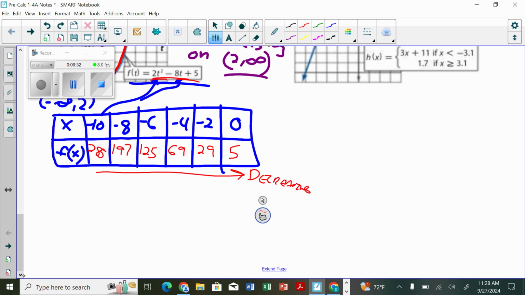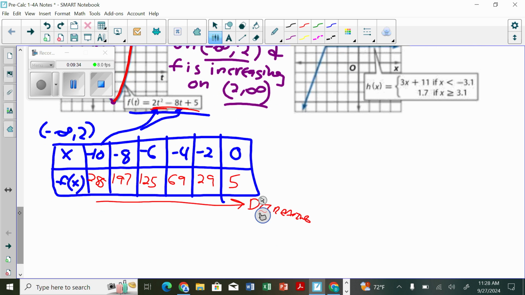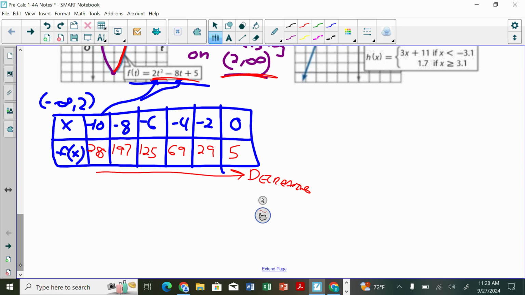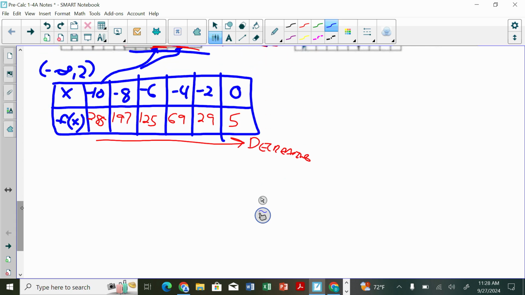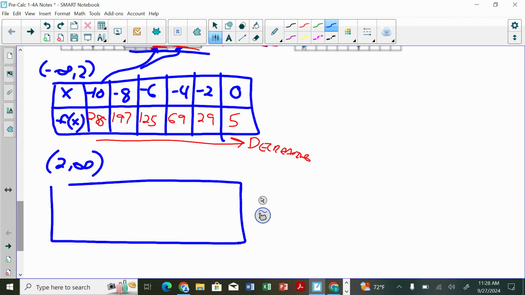But we also have to do one for this interval here of 2 to infinity. So we have to do that again. We'll make another table. Just try to pop that up here, okay? So we'll make another table. This one we will title 2, comma, infinity. And then we'll put the boxes here again, x, and then we've got f of x.